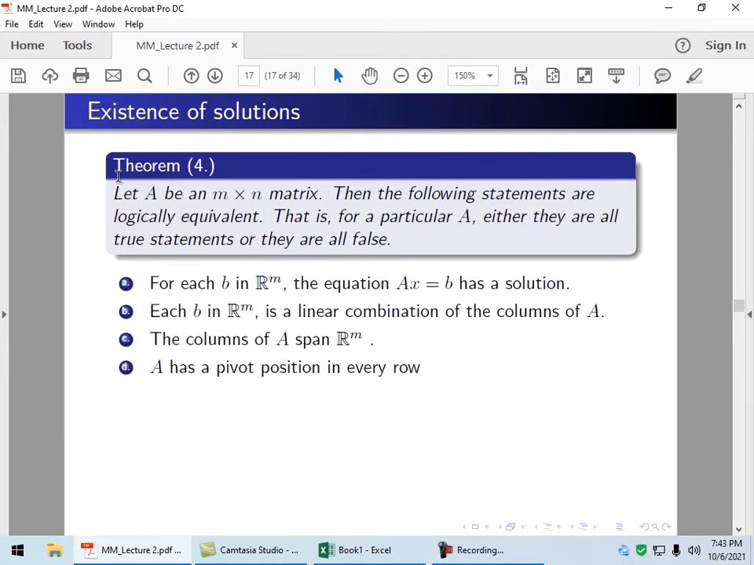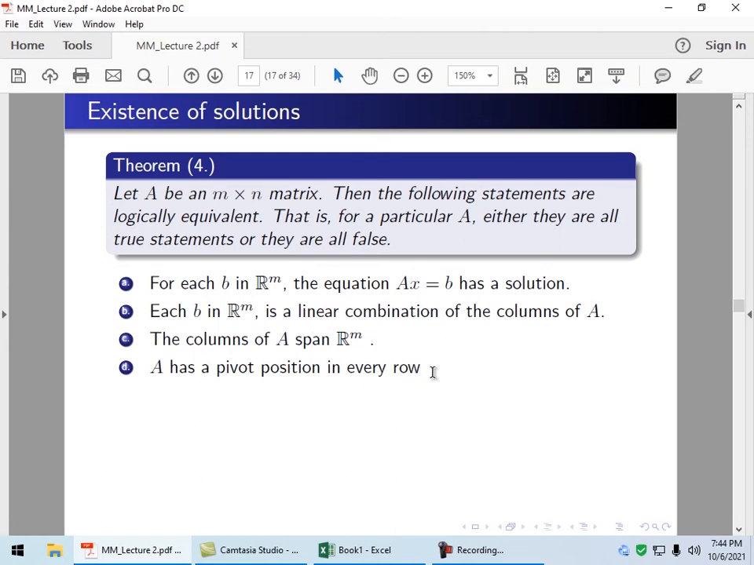And the existence of solutions forms another theorem. For a particular A, these four statements, A, B, C, and D, are either all true or all false. For each b, the equation has a solution. Each b is in the space as a linear combination of columns. The columns of A span. A has a pivot position in every row.